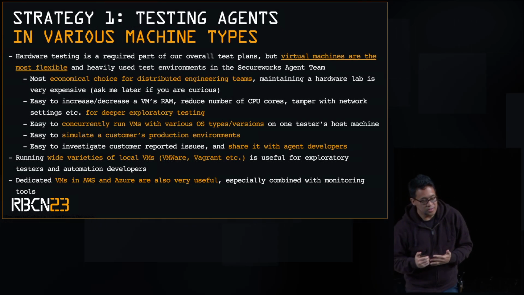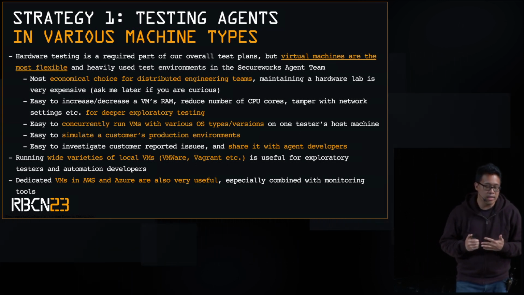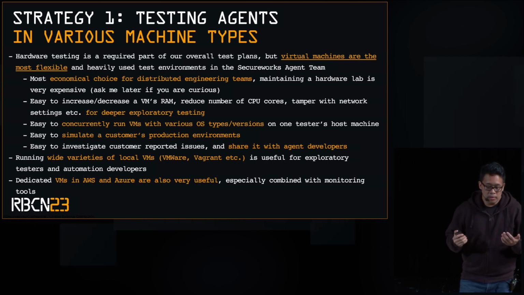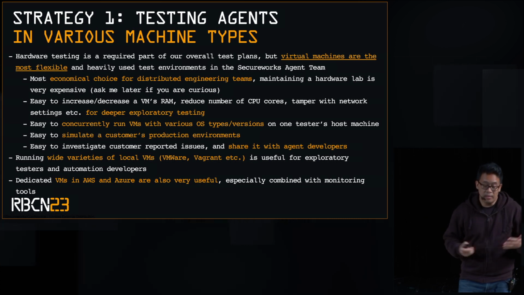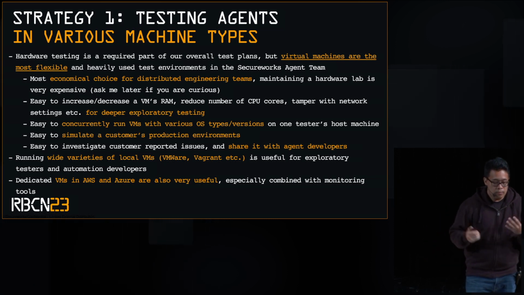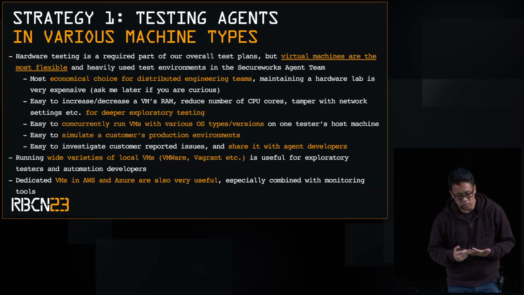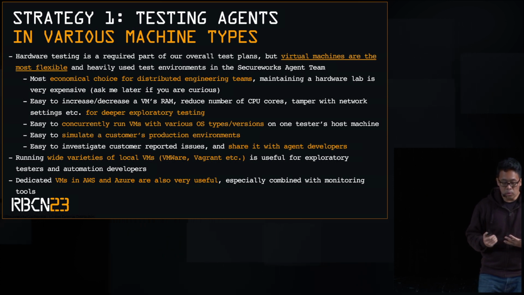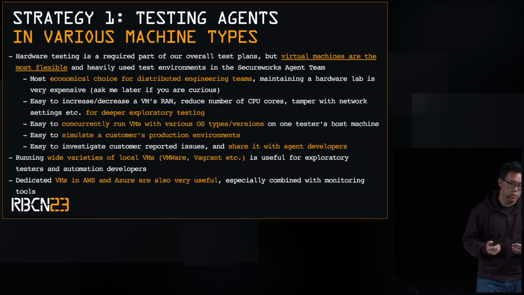So the first strategy: testing agents on various machine types. Virtual machines are the most flexible, but hardware testing is still a required part. We tend to focus more on this economical choice through virtual machines, but we also have a hardware device lab that we're trying to build out. Running on various types of local VMs is very useful for our exploratory testers and automation developers. Dedicated VMs in AWS and Azure are also very useful, and we want to have these persistent environments for our testing needs.